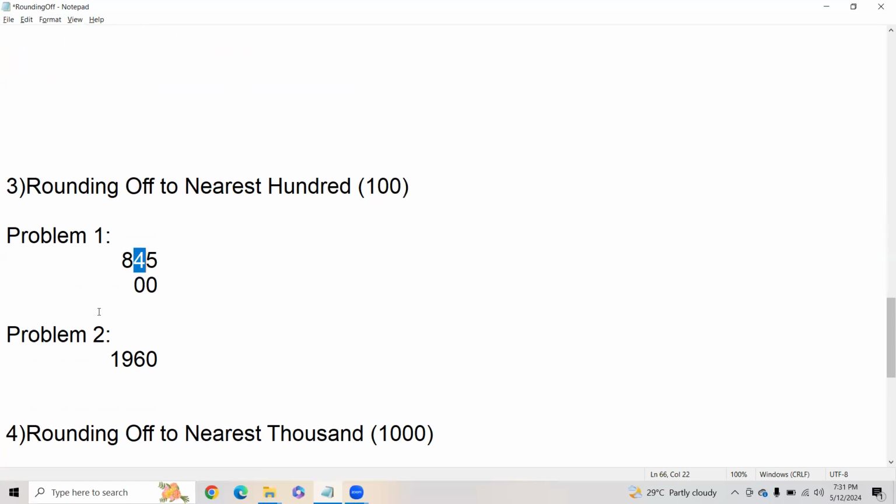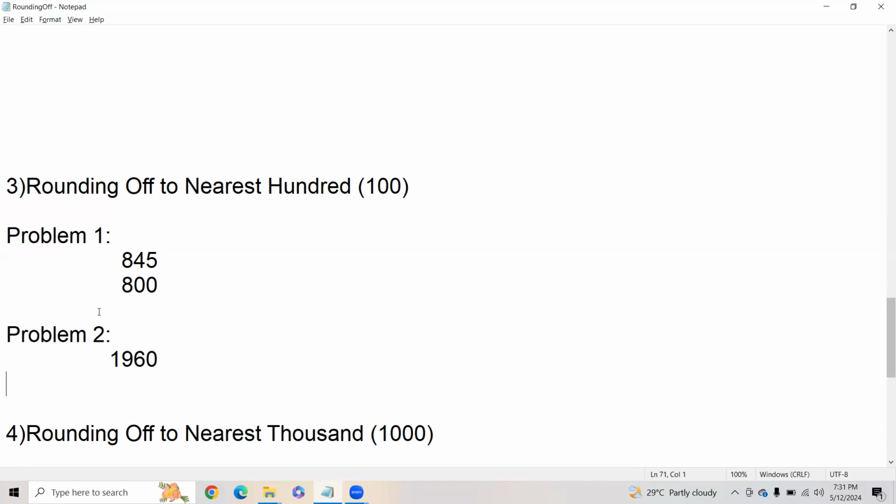So second digit from the right, if you see, it's 4. So we know that whatever digit we are going to compare, if it is less than 5, we are going to put the remaining part as is. If it is greater than or equal to 5, we are going to increase the remaining part by 1. So here 4 is less than 5. So we are going to keep the remaining part as is, because this 45, we have already written 00. What is the remaining part? 8. So 8, we are going to keep it as it is because 4 is less than 5.